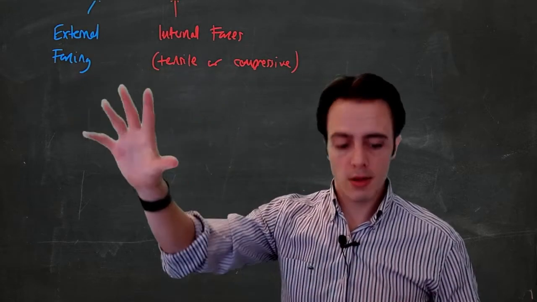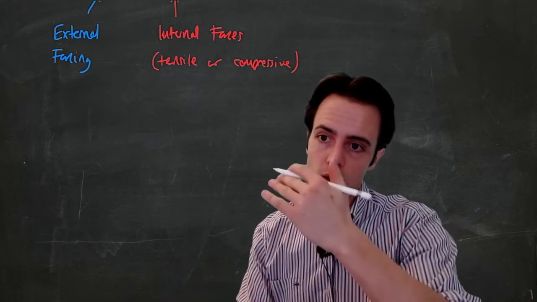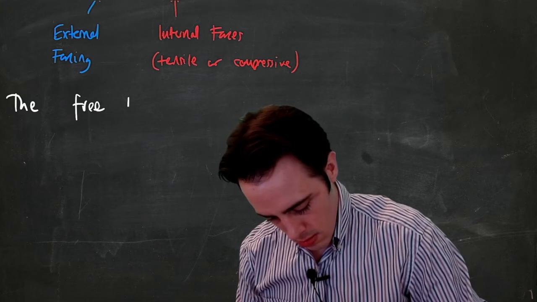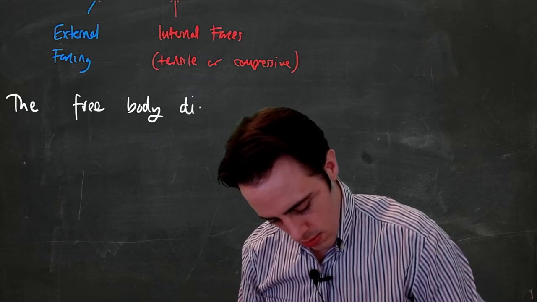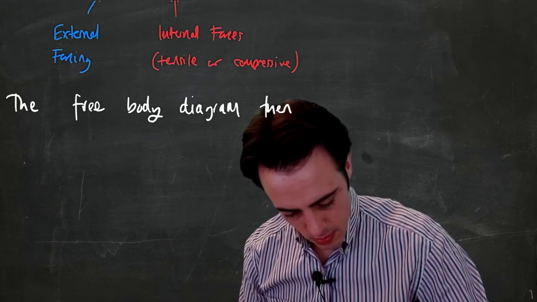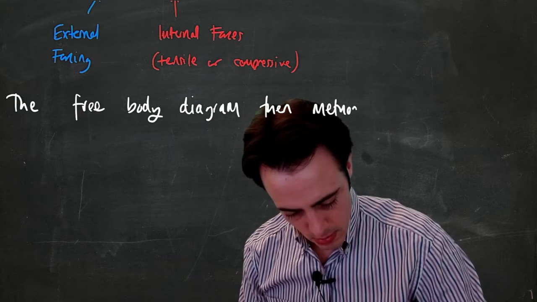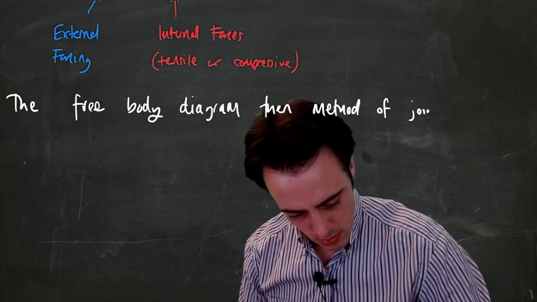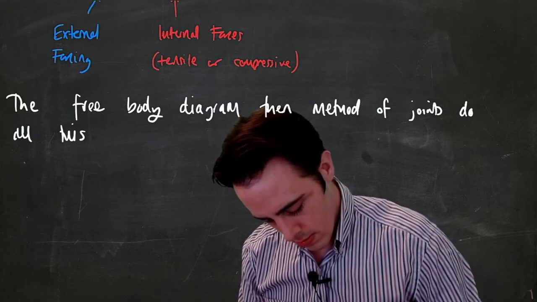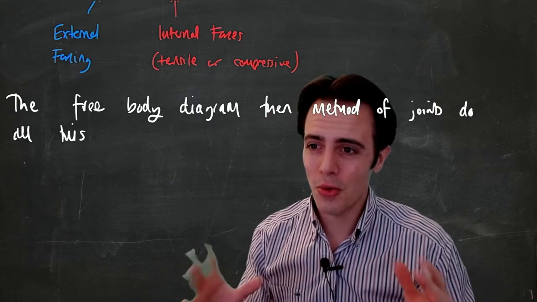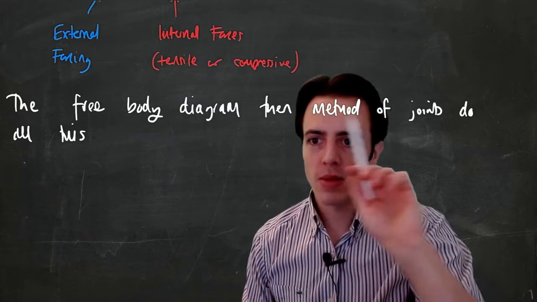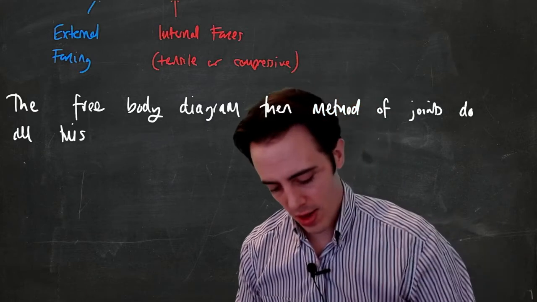And we know how to do this. We know how to take this. We take a structure, we do a free body diagram, and then the method of joints. I'm trying to think of, I wanted to say do all this work for us, and I don't want to use that expression because that can be confusing with work energy. So we'll say the free body diagram and the method of joints do all this heavy lifting for us, we'll say.